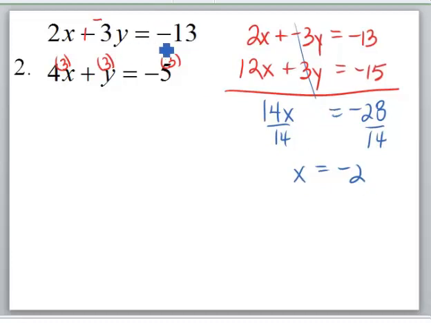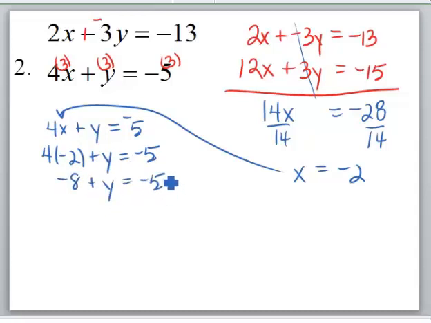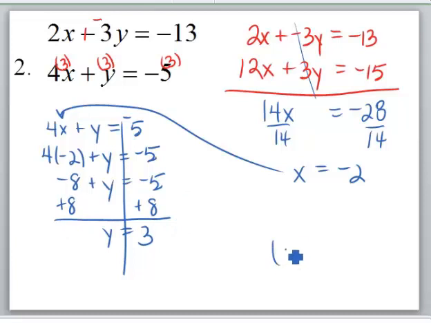Pick one of the two equations to plug that back into. I think I'm actually going to pick the second one this time just because it looks a little bit simpler. And I'm going to plug that back in for my x value. So I get 4 times negative 2 plus y equals negative 5. 4 times negative 2 is negative 8 plus y equals negative 5. So when I solve this equation, I would add 8 to both sides, and I'll get y is 3. So my answer will end up being negative 2. That's my x value. My y value is 3.